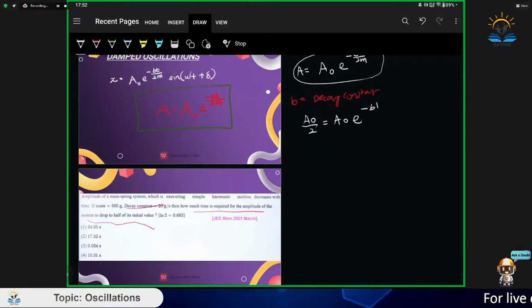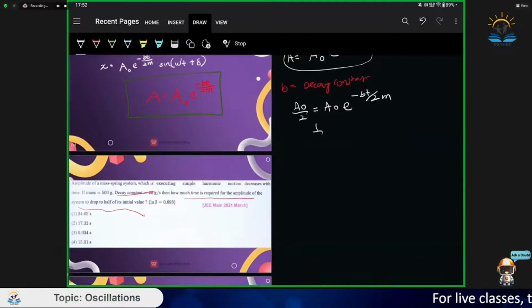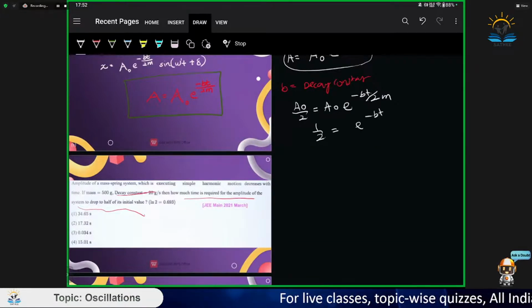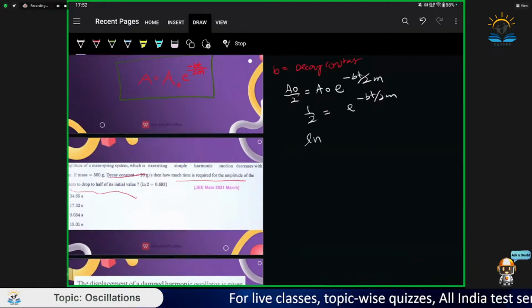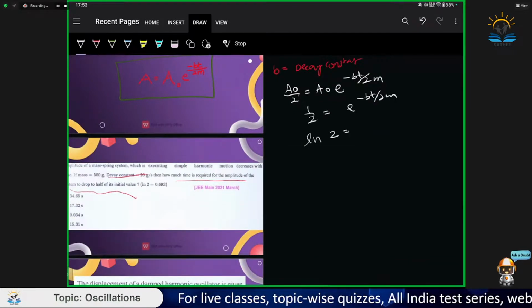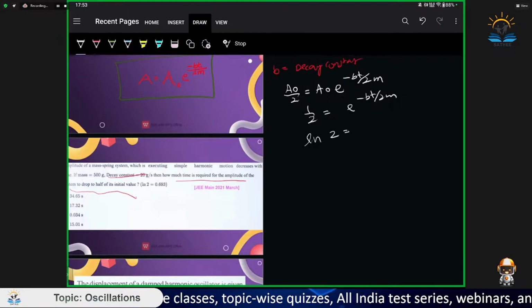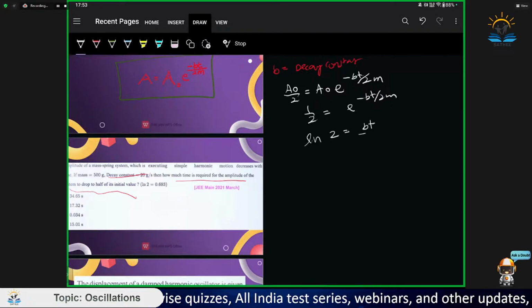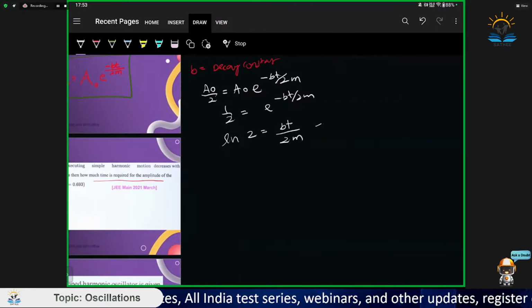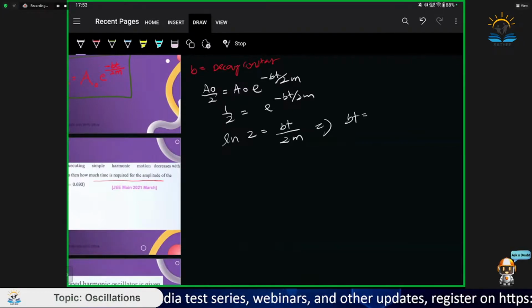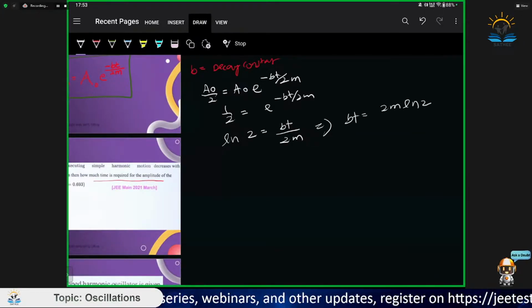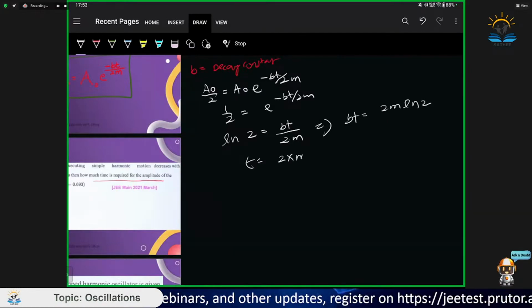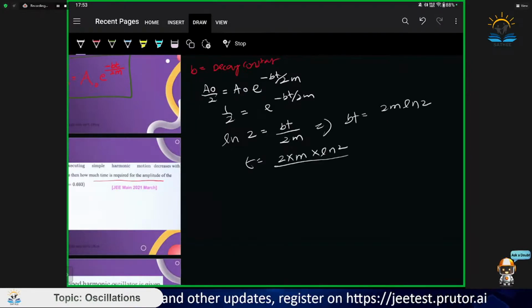Playing with those equations, A is A0 by 2 here, so A0 by 2 equals A0 into e raised to minus bt by 2m. So 1 by 2 equals e raised to minus bt by 2m. Taking ln on both sides, the minus signs cancel, so ln 2 will be bt by 2m. So bt will be 2m ln 2, or time t equals 2 into m into ln 2 divided by b.